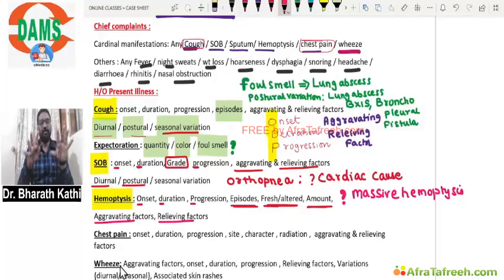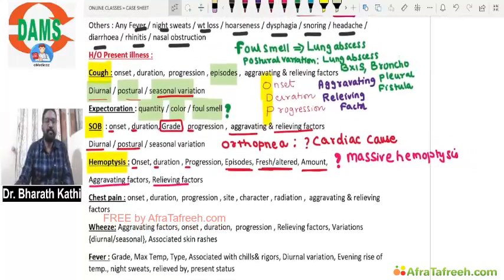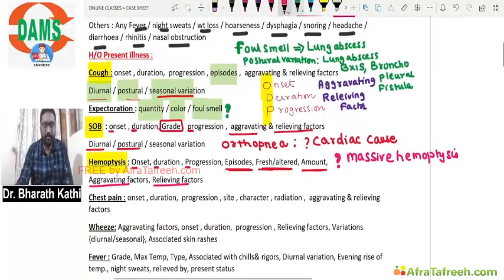What I am doing here is, for each symptom, what are the things that you should compulsorily ask a patient. This you remember for a lifetime: ODP, onset, duration, progression, aggravating, relieving factors. And depending on the symptom, you should ask regarding diurnal, postural, seasonal variation. Then coming to another cardinal symptom in the respiratory system, chest pain.